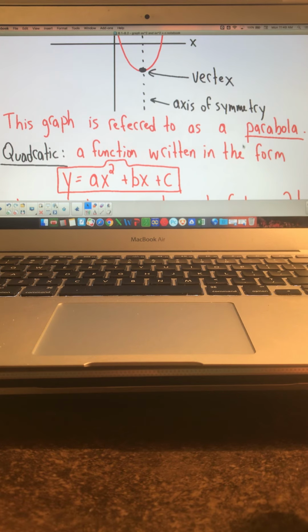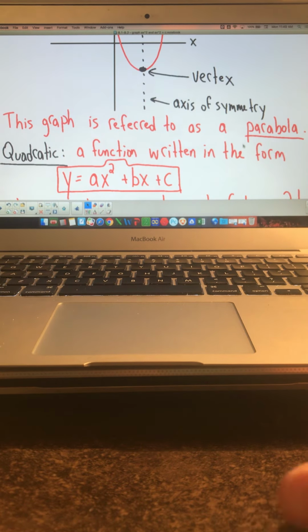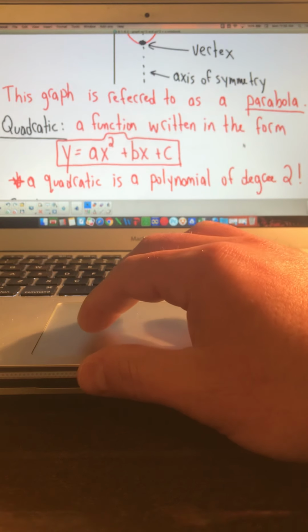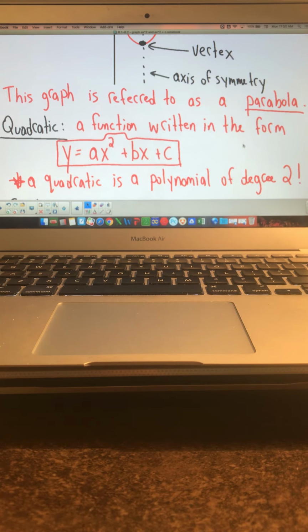For example, slope-intercept was y equals mx plus b. Absolute value was y equals the absolute value of x minus h, and on the outside plus k. For exponential functions, y equals a times b to the x. Quadratic is this, the standard form. We know it's a quadratic function because its degree is 2. The highest exponent will be 2. So that's our key: when we see that x squared, boom, quadratic equation.